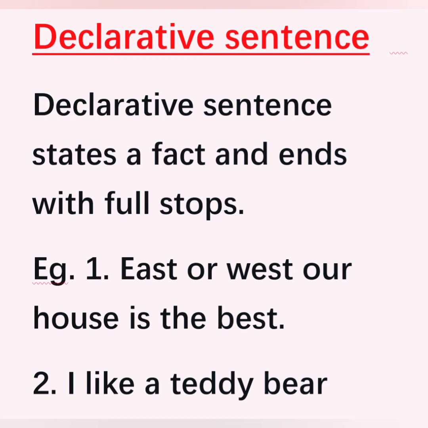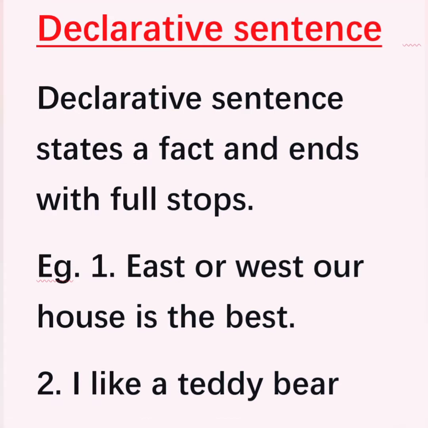Number 1, east or west, our house is the best. Number 2, I like a teddy bear. Both the sentences just give a statement. It just provides us information. So that is what is called the declarative sentence.